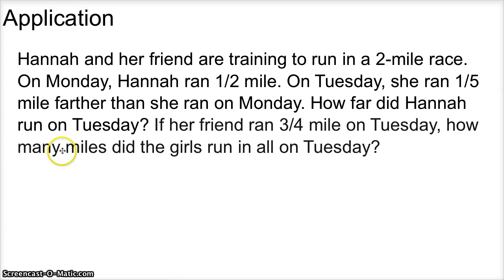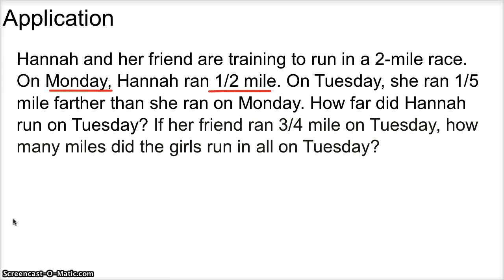All right, we have the application problem today. So first things first, let's read through it and then we'll see if you got it incorrect where that mistake was made. So Hannah and her friend are training to run a 2-mile race. On Monday, Hannah ran a half a mile. So I'm keeping track of this information, a half a mile on Monday.